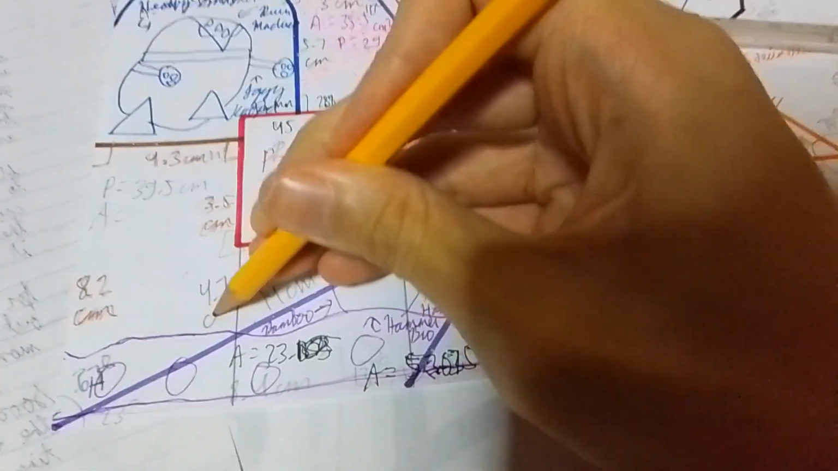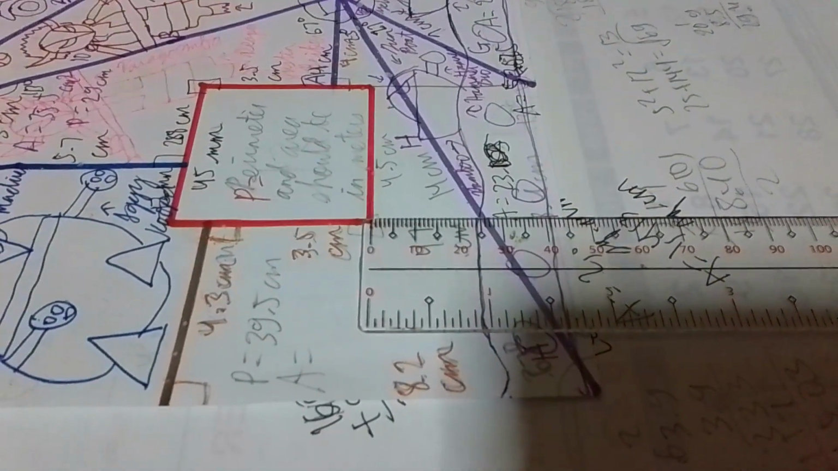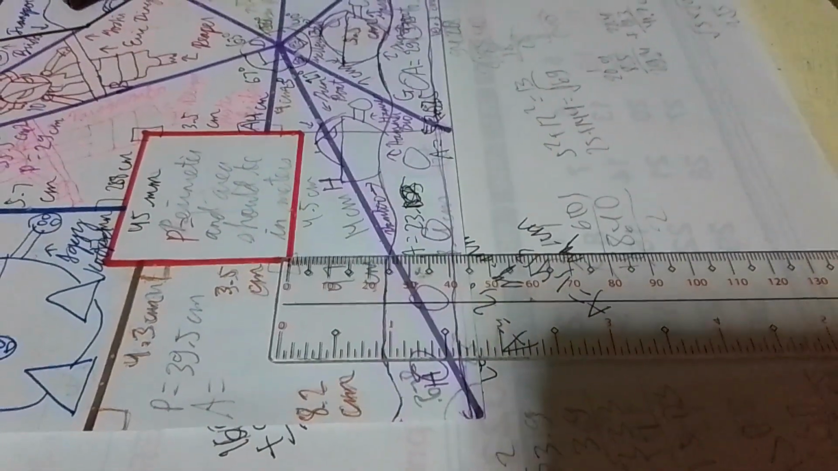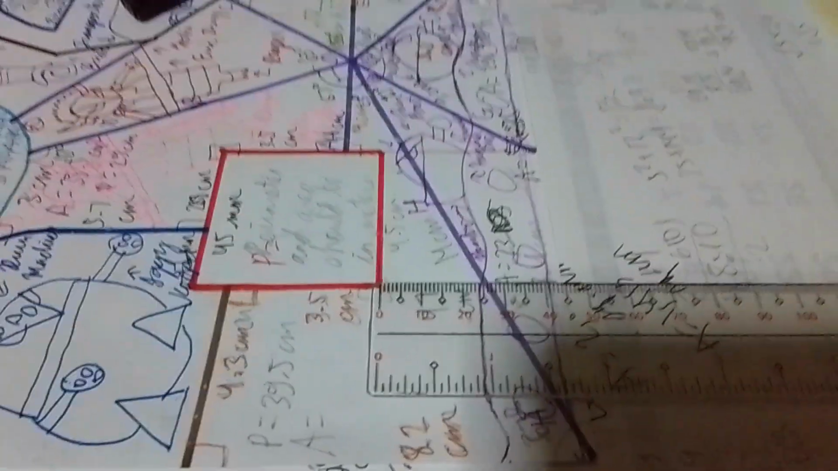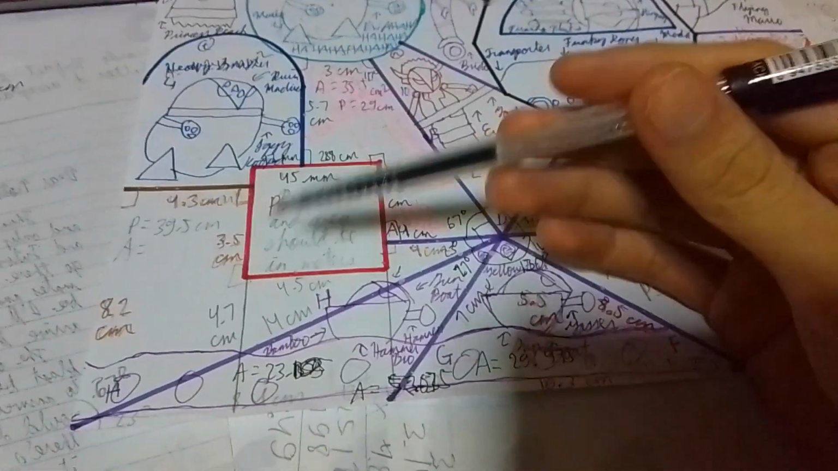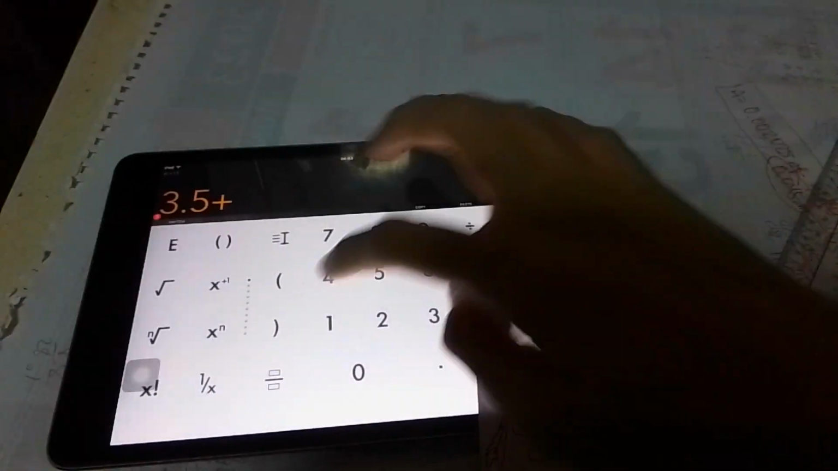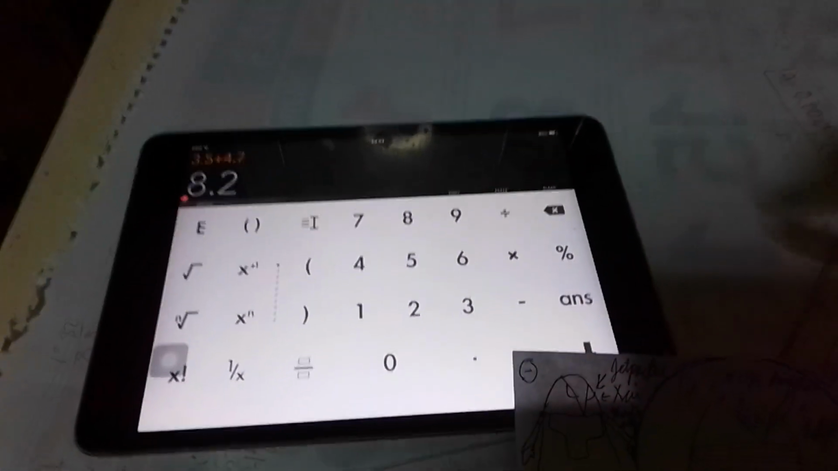So, therefore, ang height namin ay 4.7. Kung chinek ko with the use of the ruler, malapit siya na maging 4.7, although it's 4.5. So, parang siyang tama. Parang siyang square lamang. Pero ang gustong kong kunin ay yung height. 3.5 plus 4.7. Tama, we should get the total height of 8.2, which you see here.